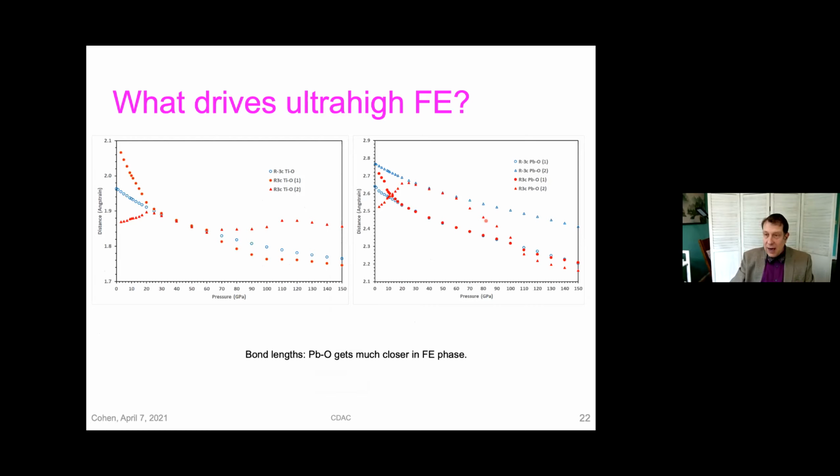Let me see, first we have titanium oxygen distances on the left and lead oxygen distances on the right. And the first thing I want to point out here, which really strikes out at you, is that if you look at the ferroelectric phase at ultra-high pressure, both the short and the long lead oxygen distances are much shorter than they are in the centrosymmetric structure. So we see that the lead and oxygen are trying to get closer together.